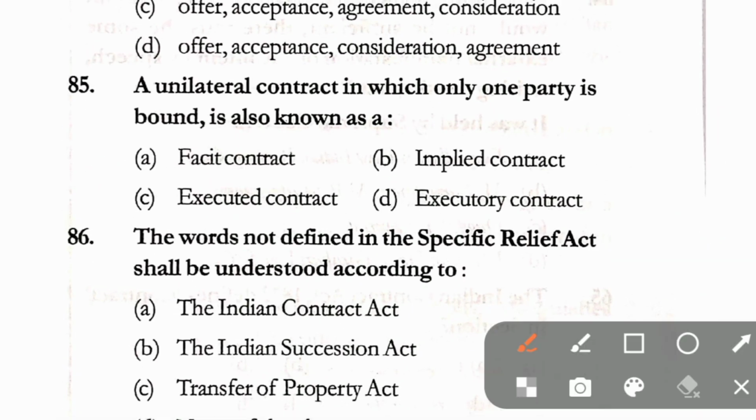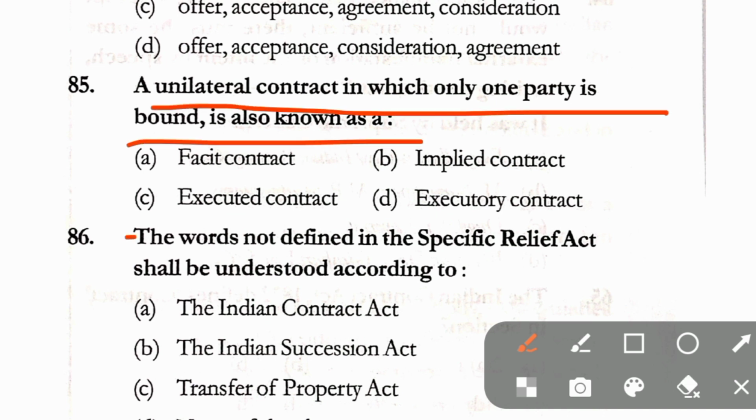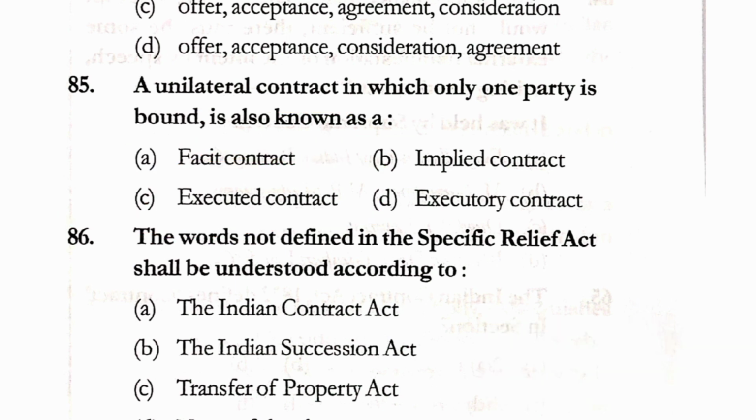Question number 85. A unilateral contract in which only one party is bound is also known as facet contract, implied contract, executed contract, executory contract. Correct answer is option C, that is executed contract.